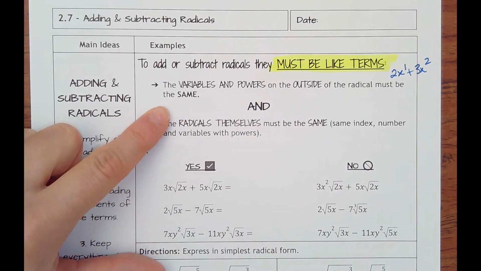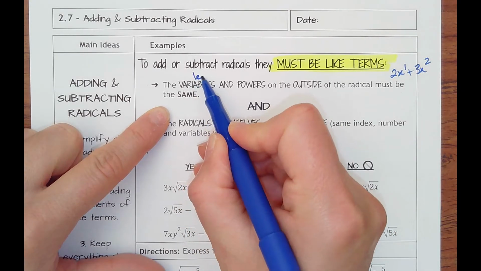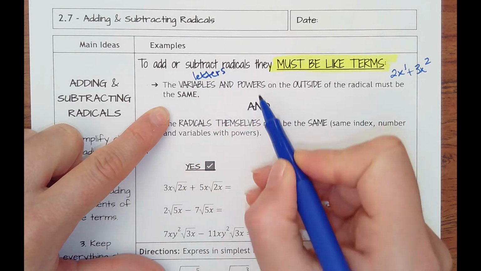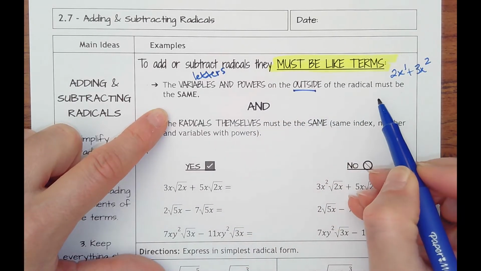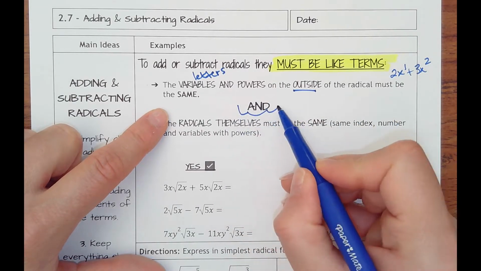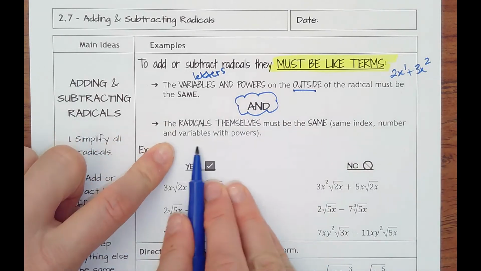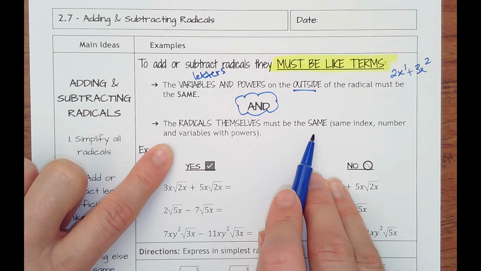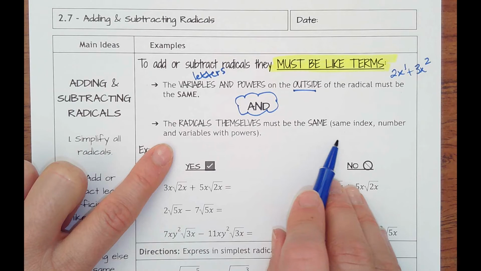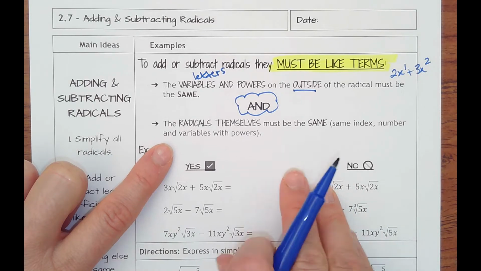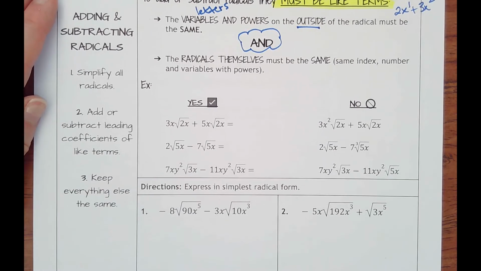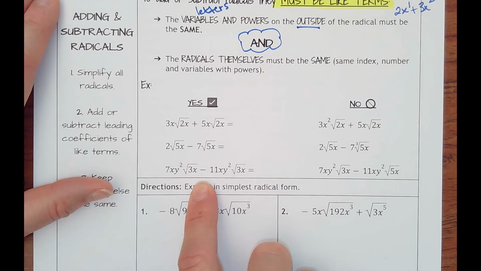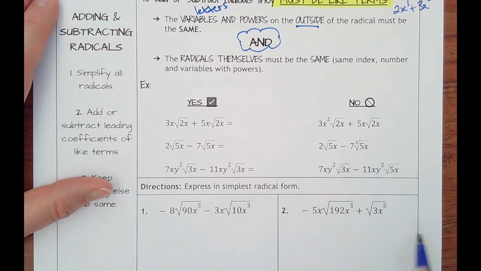The variables, which means the letters, and the powers, the exponents on the outside of the radical must be the same, and the radicals themselves must be the same, which means they're the same index, the same number, and variables with powers inside the radical. So I just put some examples here to look at. These are examples of yes, you could put them together. These examples, no. So we'll compare.